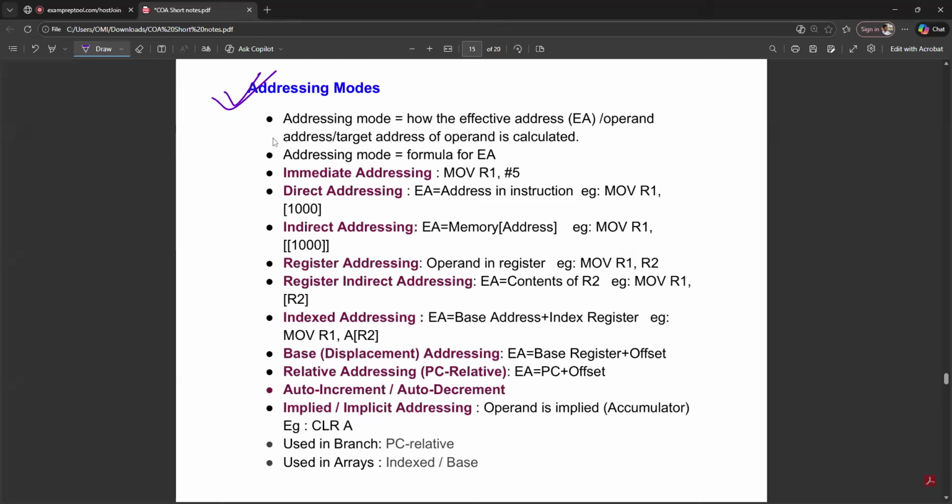Okay. So now addressing modes. What are the different addressing modes?